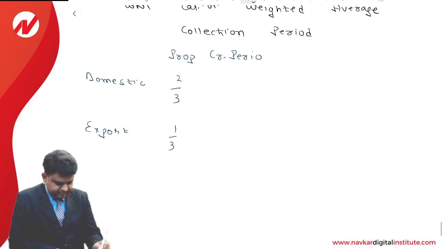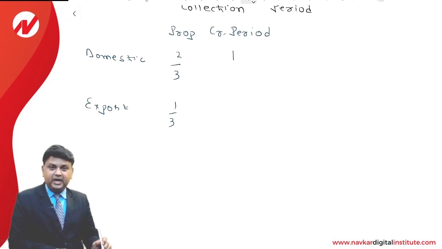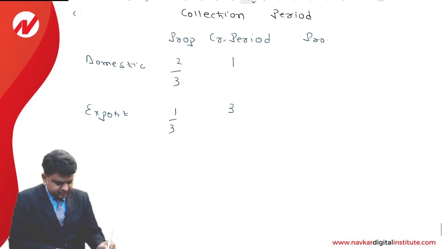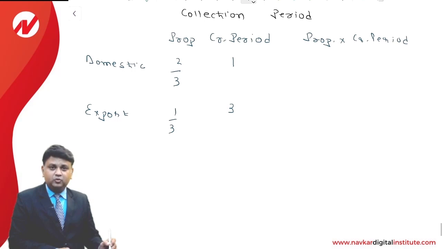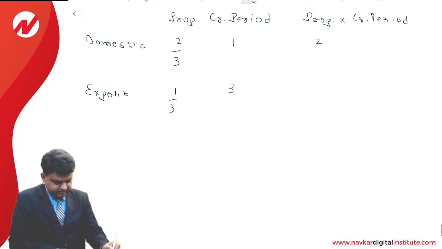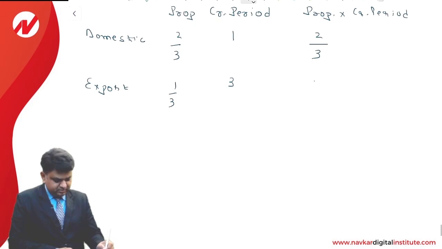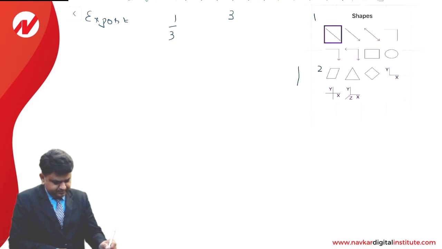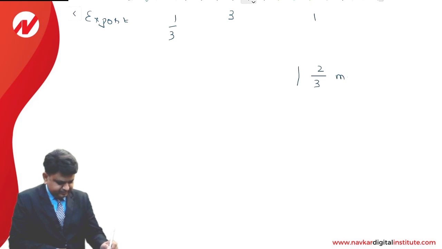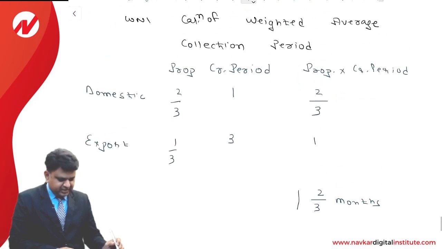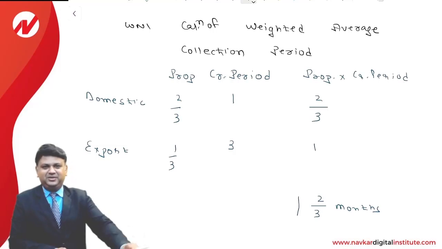Credit period. For the domestic customers, the credit period is only 1 month, and for export it is 3 months. So it is proportion into credit period. 2/3 into 1, that is 2/3, and 1/3 into 3 is 1. So the total would be 1 2/3. This is the way the weighted average collection period can be calculated.